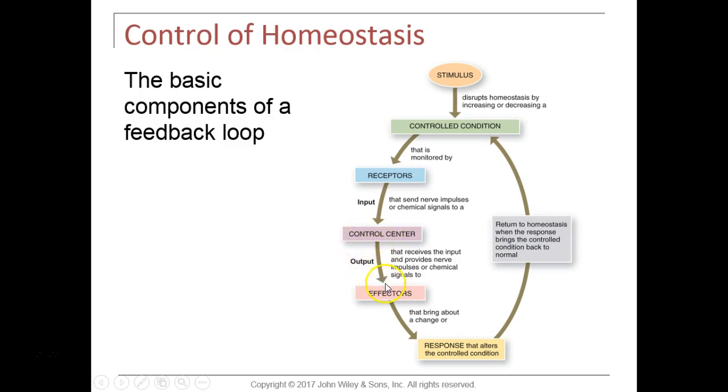So that output information would go to the workers in the body, which are called effectors. Effectors are tissues or organs, cells in our body that can bring about a physiological change. A simple example is your heart. We're going to do that one in a second. So if we have to increase our blood pressure, let's make sure we increase cardiac function. The control center, in that sense, would send out output information to the heart to say, hey, we need to increase what we're doing in order to increase blood flow and blood pressure. So effectors are the organs and the tissues in the body that can bring about a physiological change and thus induce a response that will alter the controlled condition in some fashion.